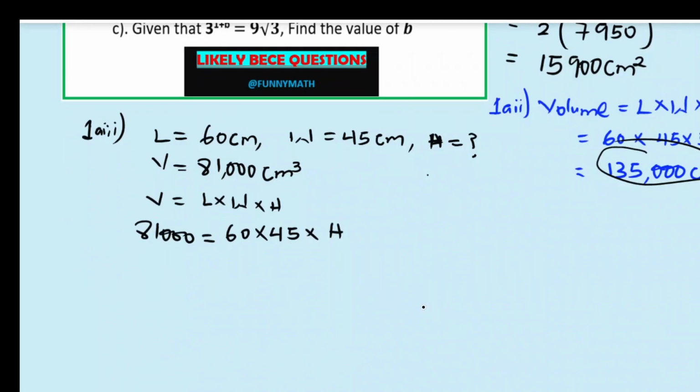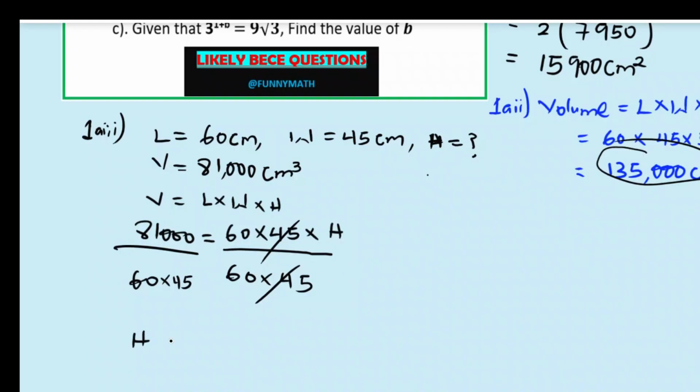So what do we do? We have to divide the whole of this side by 60 by 45, the whole of this side by 60 by 45. So this one, we'll just do away with this one. So now we have h. After doing the cancellation, you find out that the height is going to be 30 centimeters. It's a whole lot of stuff, but you should be able to cancel out to get a final answer. And the height is 30 centimeters.